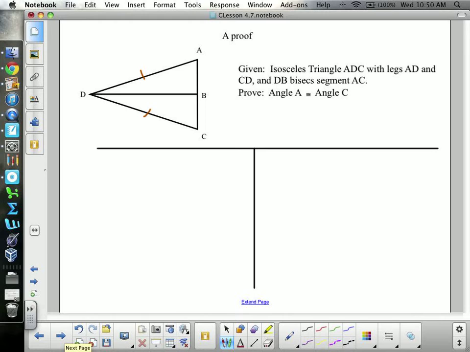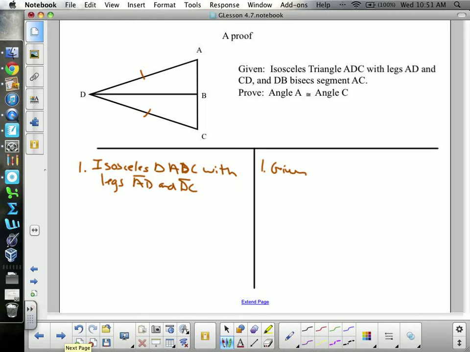Definition, okay, so given isosceles triangle ADC, with legs AD and DC. That's given. What can I now, just the same pattern we did with proofs earlier in the year. I'm given a statement. What parts can I prove are congruent based on that statement?